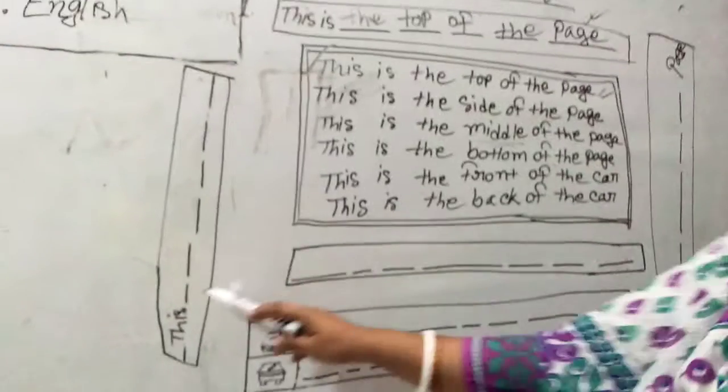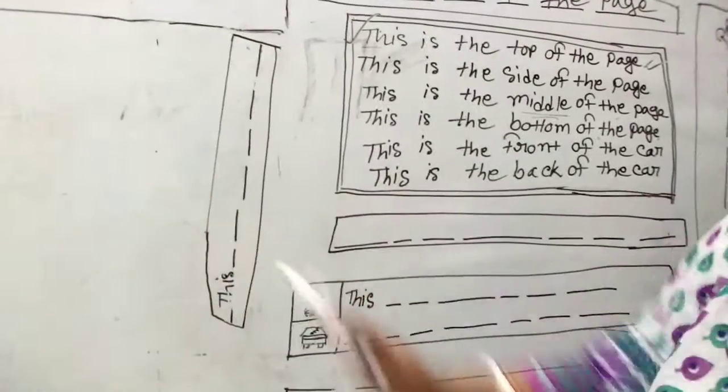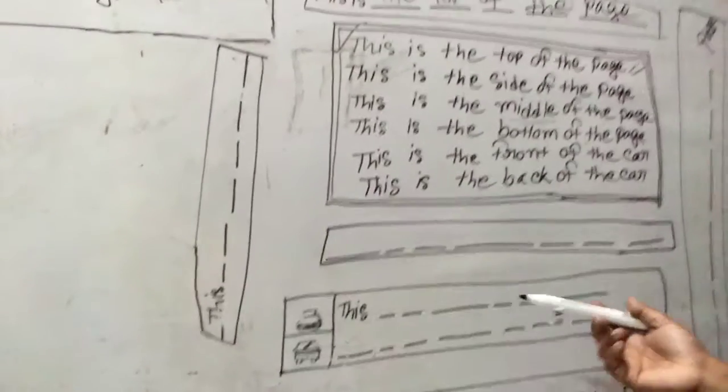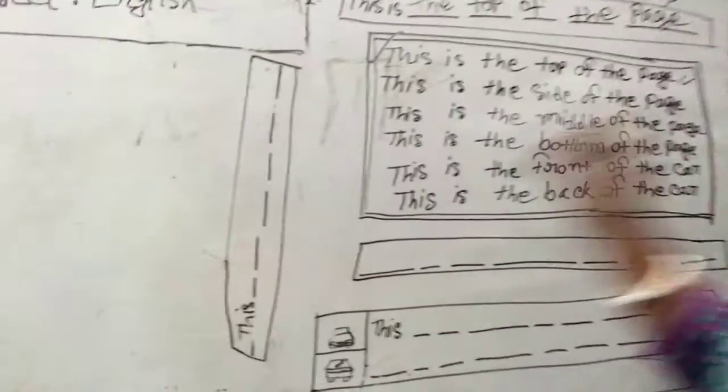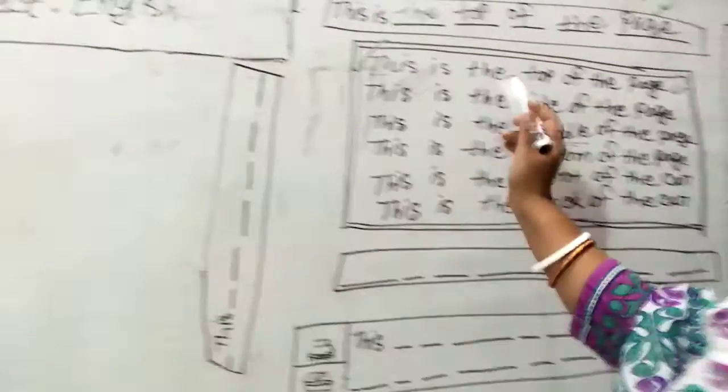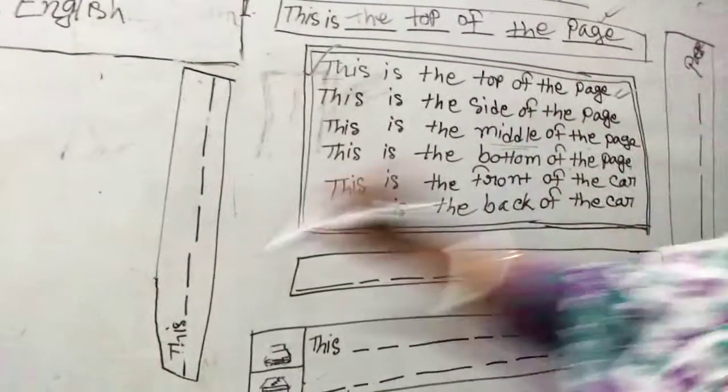Is it the back of the car? Is there any car? Can you see any car in this box? No, so I can't mention the car. So basically this is looking like a side, so I can put this is the side of the page.